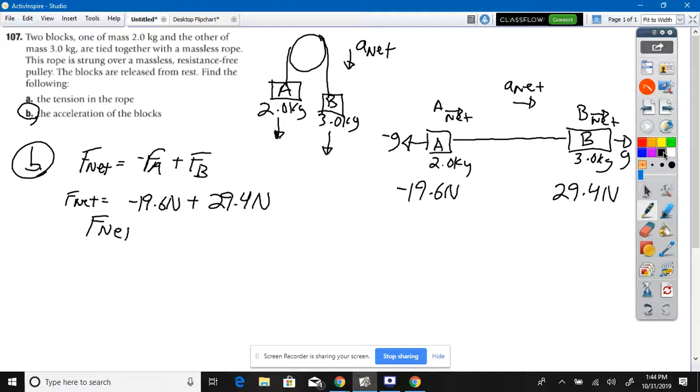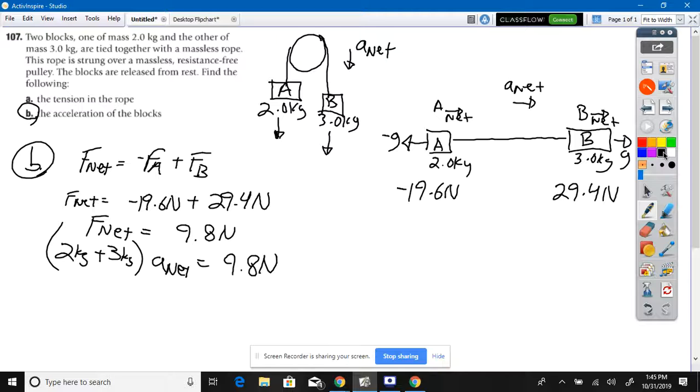Now, what is moving with that net force? Both blocks, aren't they? Isn't net force the same thing as mass times acceleration? So it's both masses. If we have a net force, that means both blocks. So if you put the two masses together, 2 kilograms plus 3 kilograms, you'll have 5 kilograms. You need to tell me the net acceleration going on, please. 1.96 meters per second squared. Okay, we've done part B.